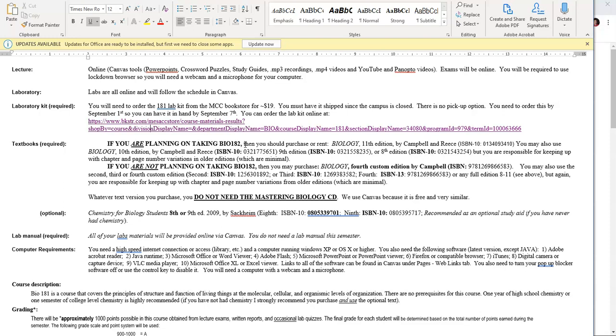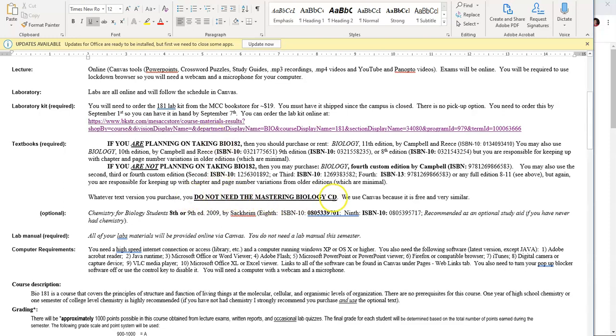Like I said, I don't think it matters if you're taking 181 or 182 or both of them. I think that your only option now is to get the whole textbook, and it's quite large. But if you take 182, you already have the second half of the book, so you don't have to buy another book.